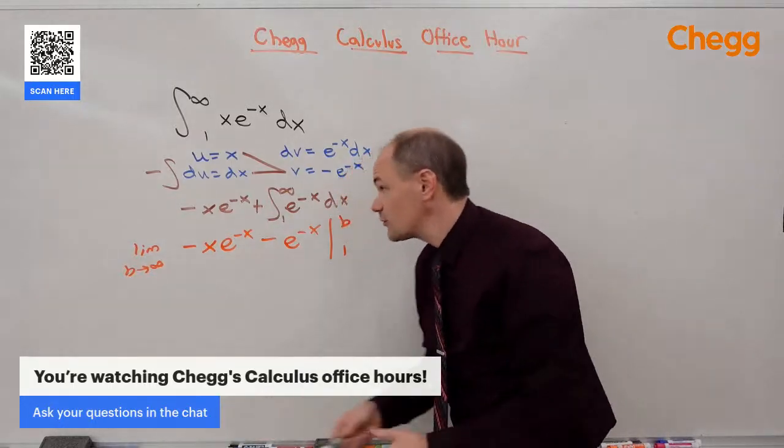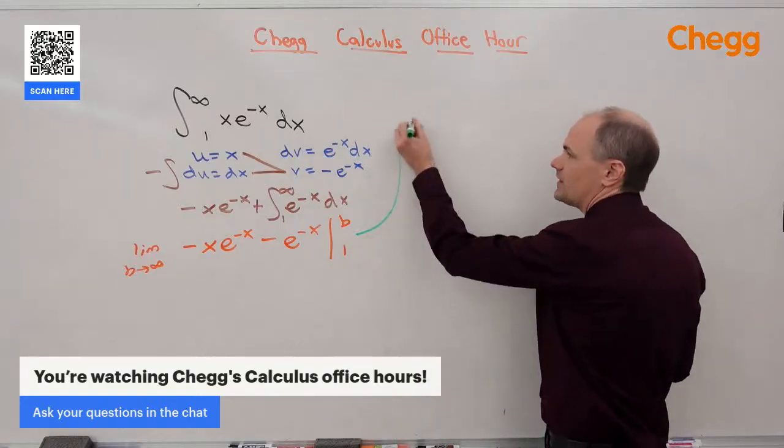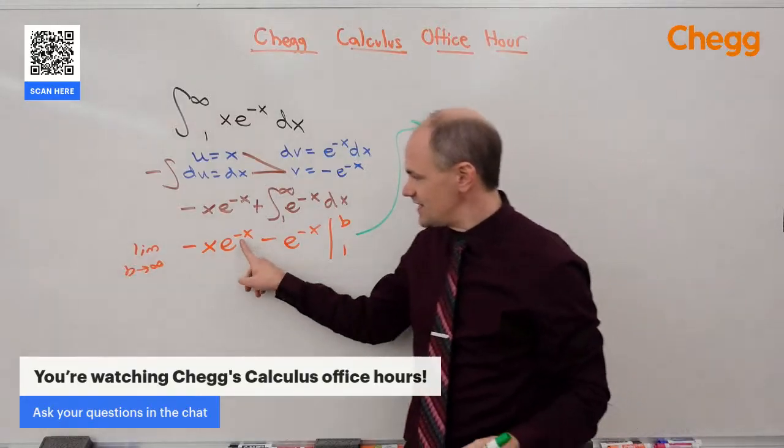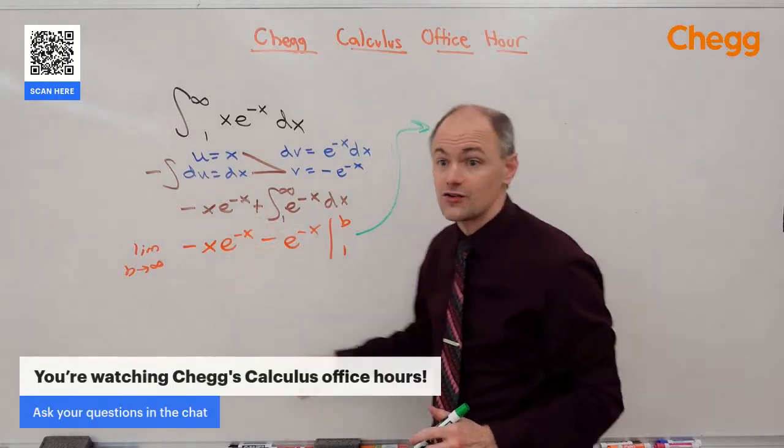So let's see what happens when we plug it in. It might be easier actually to express this. I'm going to come up here just for space. These e to the negative x's, it'll be easier to get an idea of what's going on if we drop them down to the denominators.